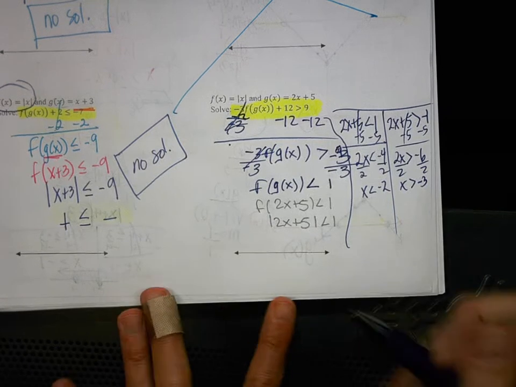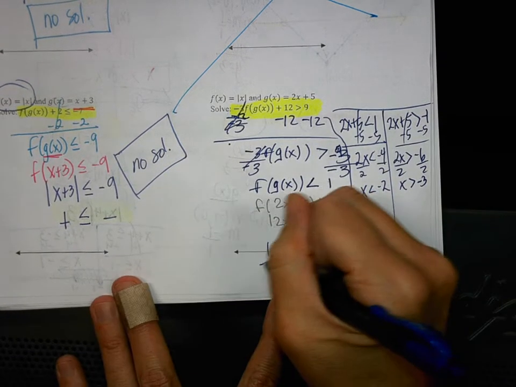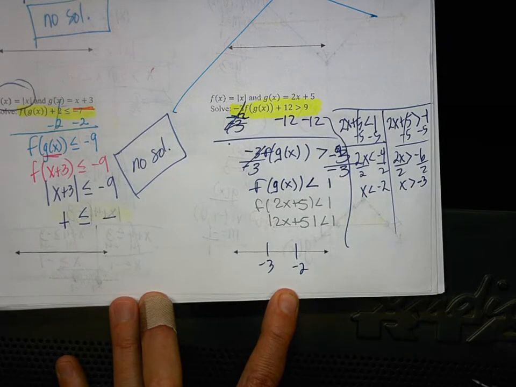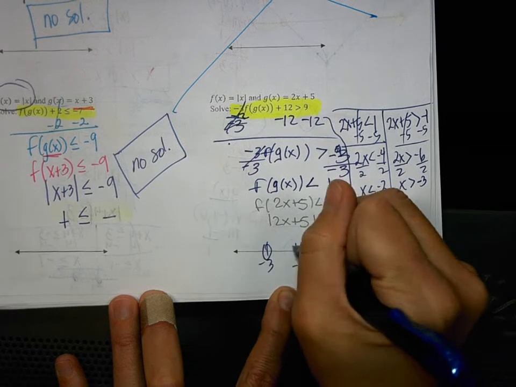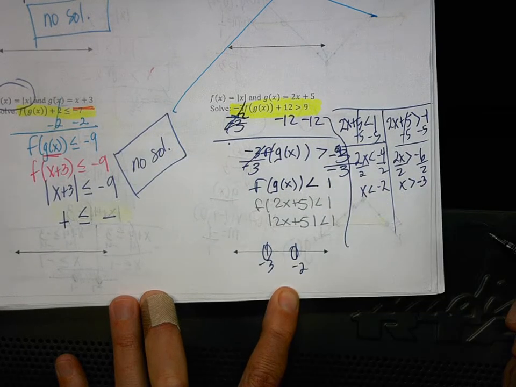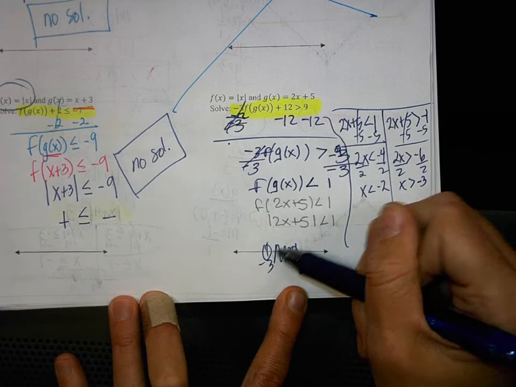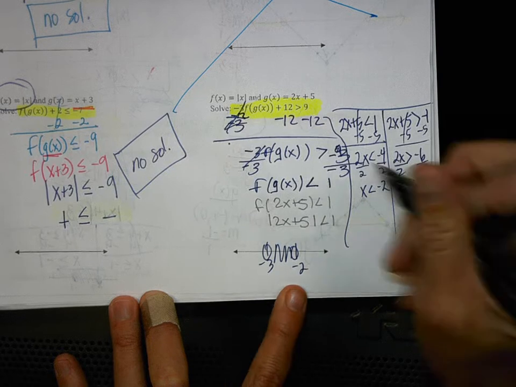Which one's smaller, -2 or -3? -3 on the left, -2 on the right. Would these be open or closed circles? Open. And then where should it be filled in? In the middle. And does that make sense? At -2, it's going to the left. At -3, it's going to the right. Okay? Interval notation, how would I write that?